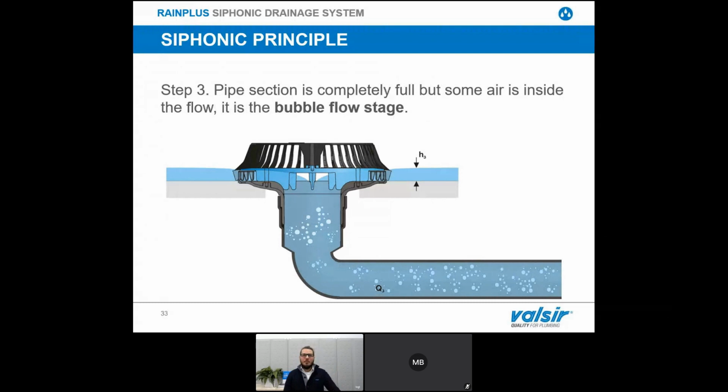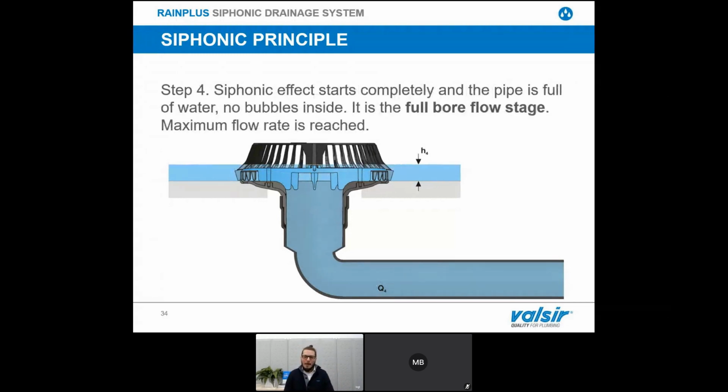Then we increase the rain again, and the water height on the roof increases again, and we are almost always above the blue plate. So we have a situation where the pipe is almost completely full of water, besides the presence of some bubbles. In this stage, we have the bubble flow stage. So we are working Siphonically, but there are still bubbles inside our pipe. We are at around 60% of the maximum flow rate of our system.